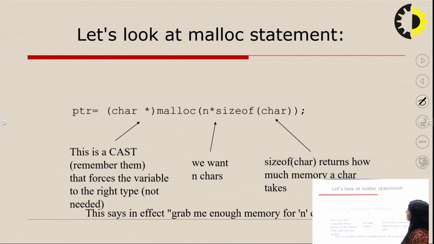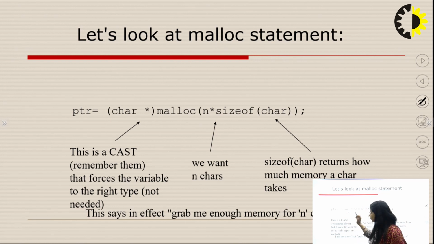So let's look at the malloc statement. We are writing a data type, then a malloc function, and then the size of the block. So what does it mean? Suppose we have taken an example of character. What is it indicating? This is a typecasting. Why is it so? Because we have seen that by default the pointer returns type void, and it needs to be typecasted according to the requirement, right?